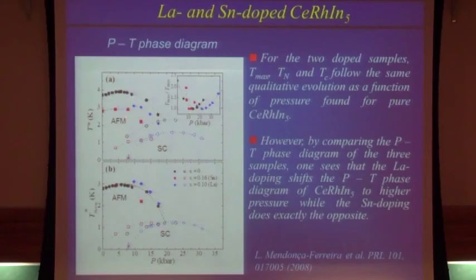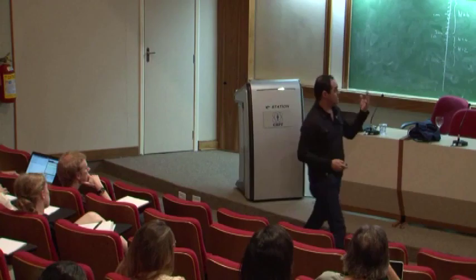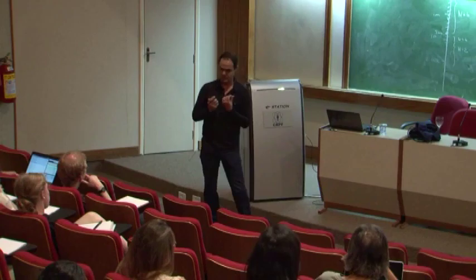One can see here that the red points are from tin. They are at lower pressure than the blue points, which are the lanthanum-doped. So if you normalize the temperature scales, you can see that the superconducting dome is at lower pressure for tin and higher pressure for lanthanum. So that tells us that when we increase hybridization, you bring superconductivity closer.